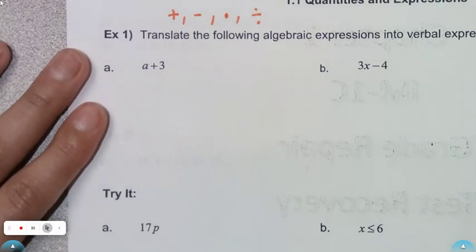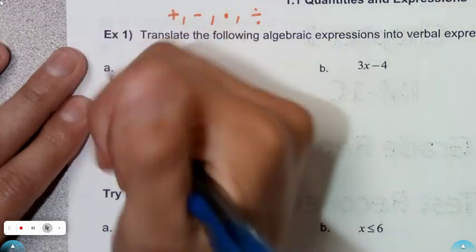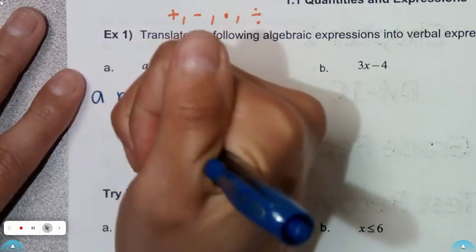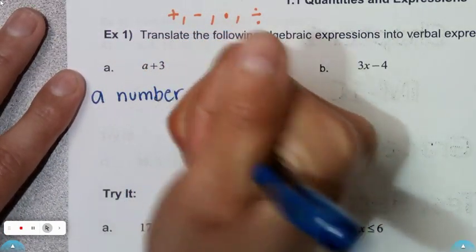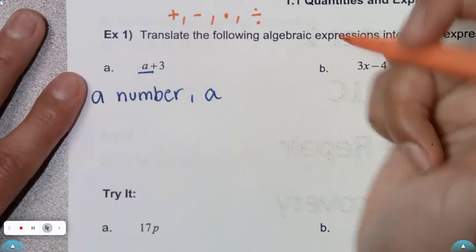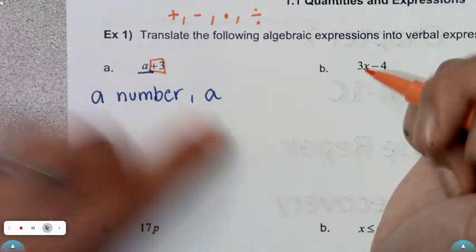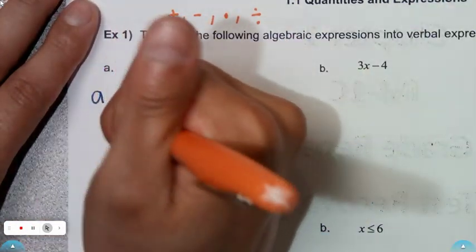So for letter A, we are going to say A, but A is representing a number. So we're going to say a number A, that's the first part. And then the second part is that I'm adding 3. So a number A, and then I'm going to say plus 3.